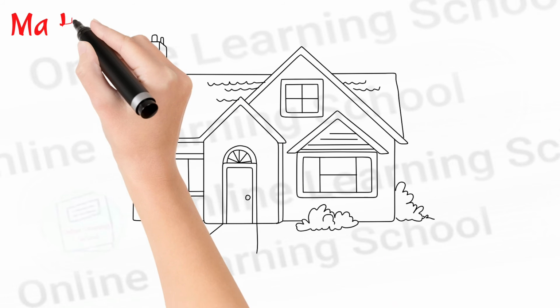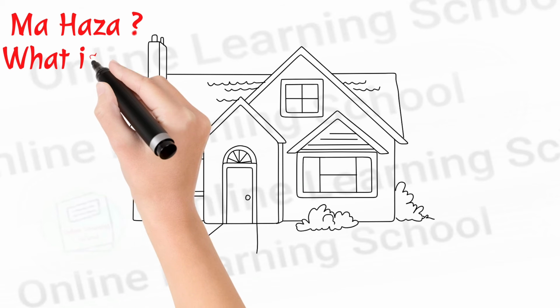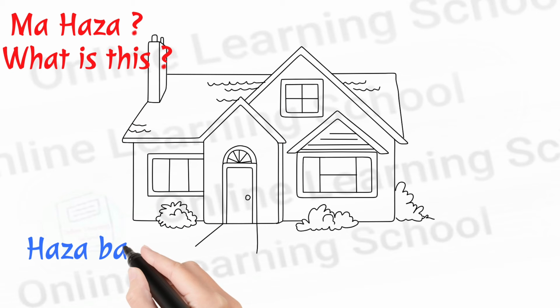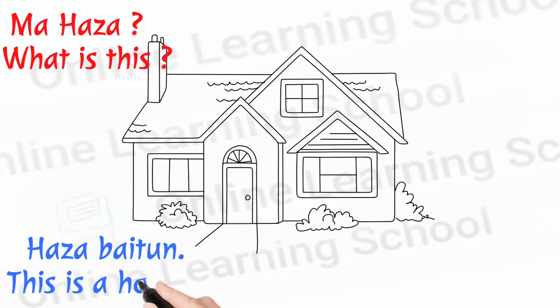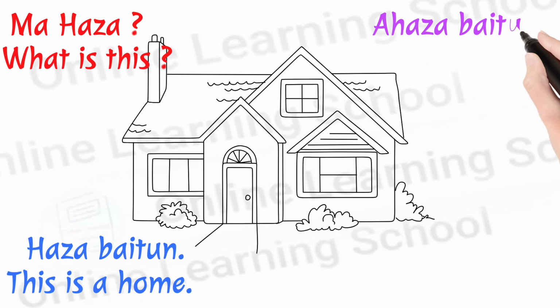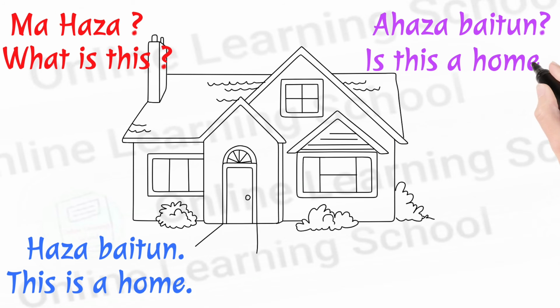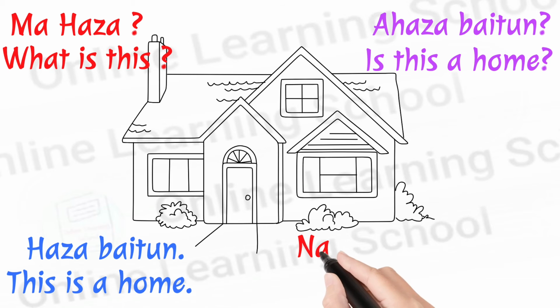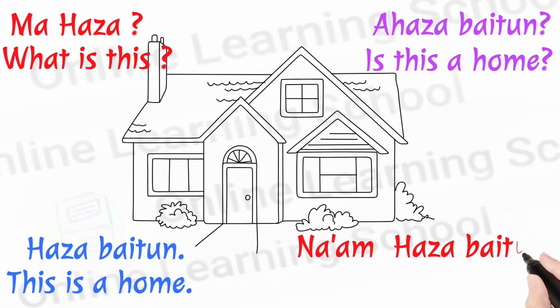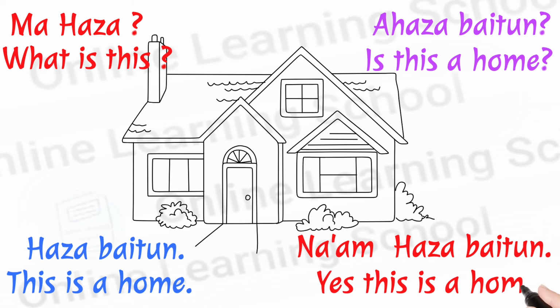Ma haza, what is this? Haza baytun, this is home. Ahaza baytun, is this a home? Na'am, yes. Haza baytun, this is a home. Okay. Ma haza, haza baytun, ahaza baytun, na'am, haza baytun. What is this? This is a home. Is this a home? Yes, this is a home.